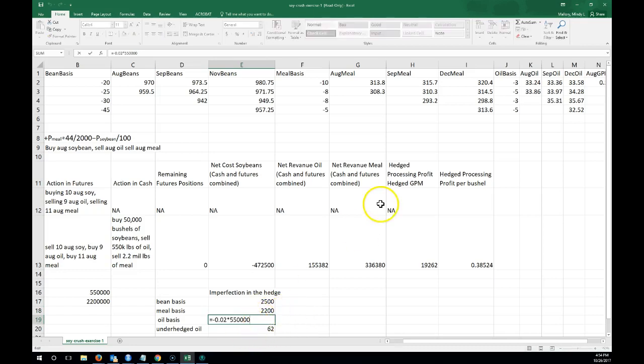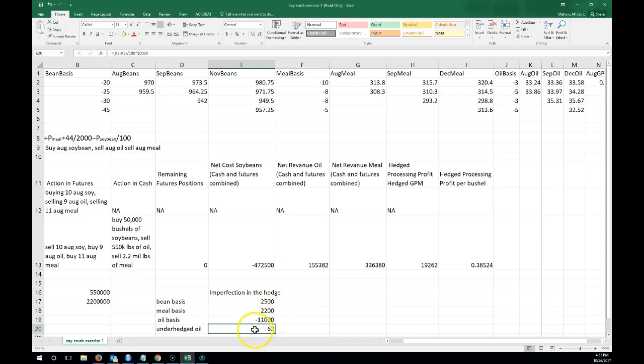That oil basis, which seemed innocuous, of decreasing by 2 cents per pound from -3 to -5. Well, that was on 550,000 pounds, and this was not in our favor. This was against us, so I've got a minus sign. That actually comes out to minus $11,000, which is already swamping everything else. So you can see that's where the effect came from.